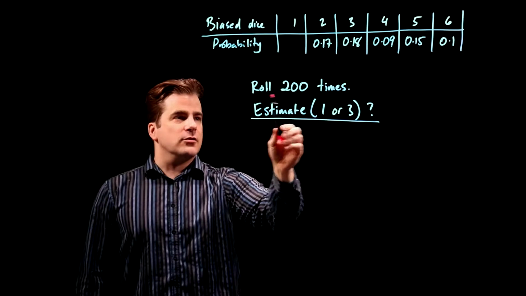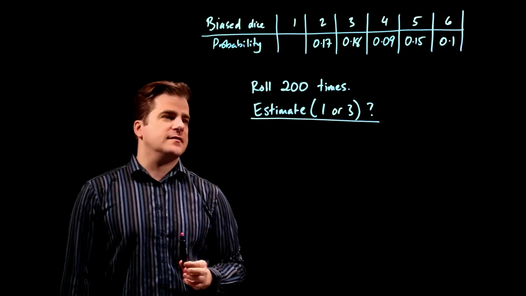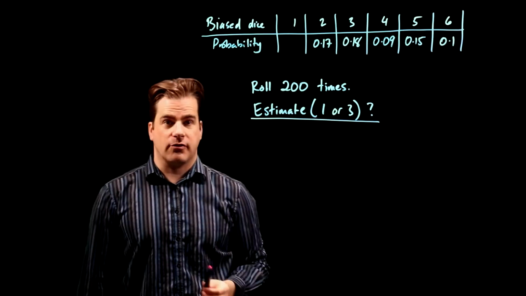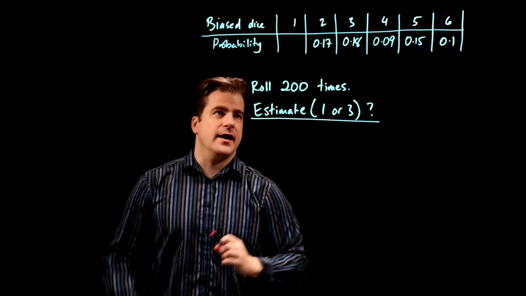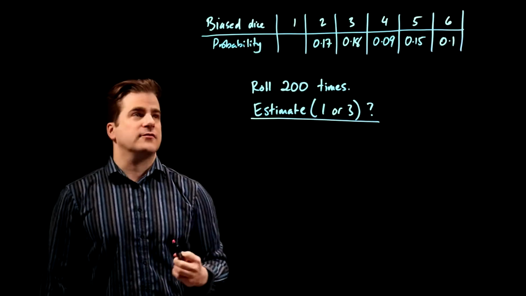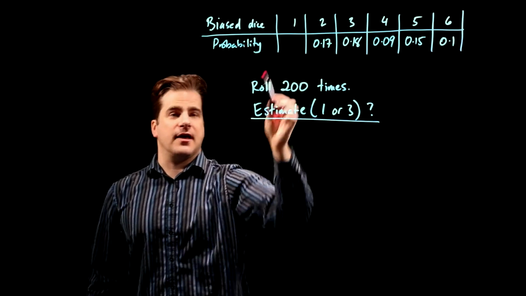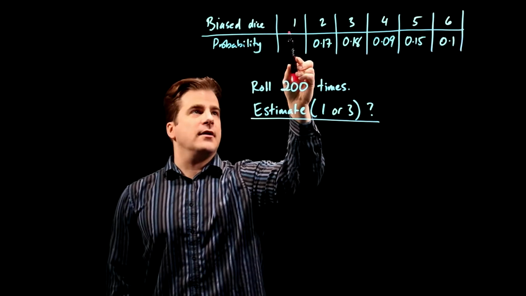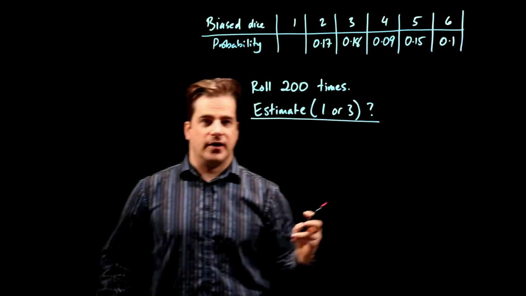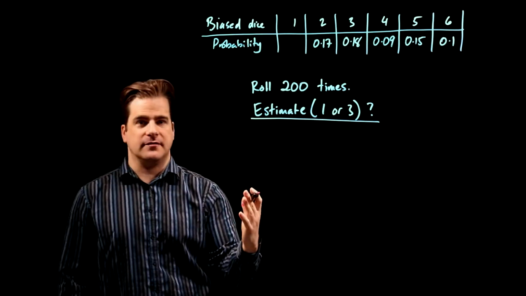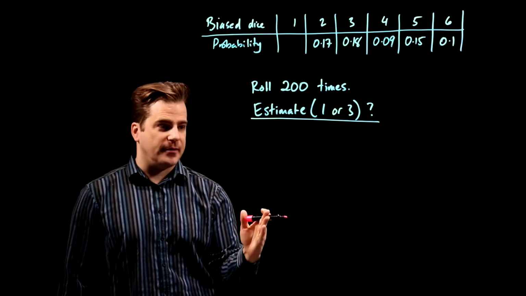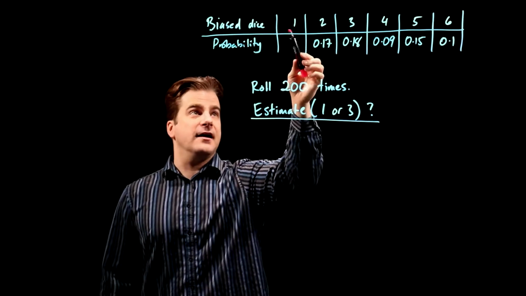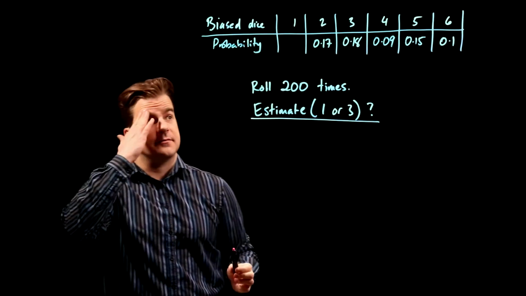The dice is rolled 200 times, and we have to estimate, of those 200 times, how many will be a 1 or a 3. Okay. Well, first thing we have to do is fill in that number there. So, the probability of rolling a 1, 2, 3, 4, 5, or 6 is 1, because the probability of something definitely happening is always 1, okay? Because you're definitely going to get either a 1, 2, 3, 4, 5, or 6.